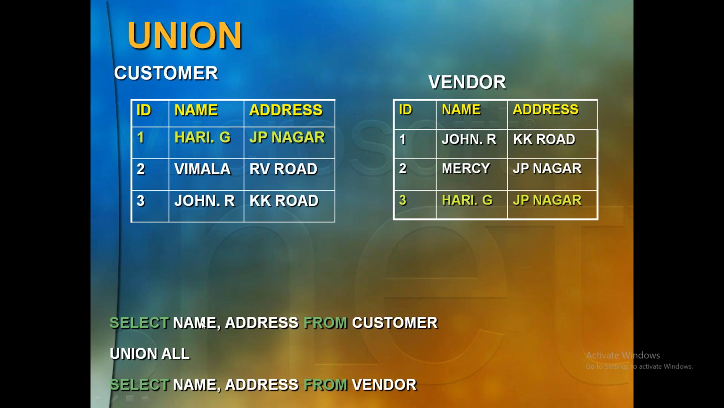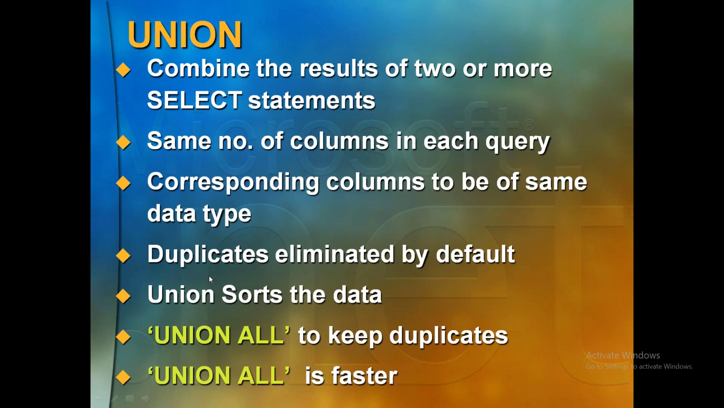For example, name is a varchar column. This name also should be a varchar column. If it is a date and time column, this should be a date and time column. If one is an integer and the other is date and time, or name is an integer column and the other is a varchar column, then you will not be able to use union or union all. Clear? So the same number of columns to be available in all the select statements, and the corresponding columns' data types should be the same. Clear?